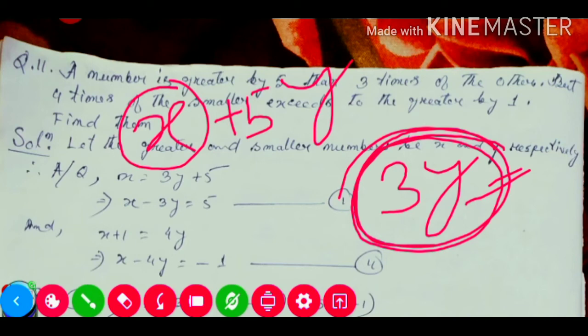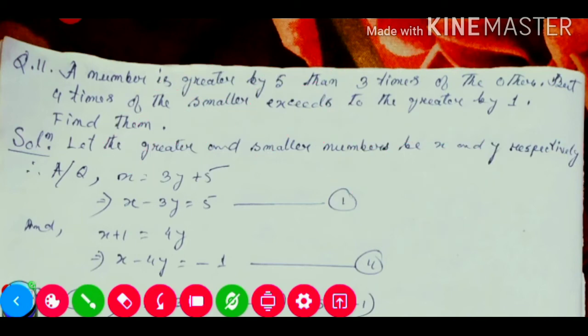So how will both sides be equal? This one is the greater number, this one is the smaller number. Again I explain, you will understand this one. A number is greater by 5 than 3 times of the other. A number is greater by 5. How much bigger is it? 5. When will it be 5 bigger? When we make the smaller one 3 times.